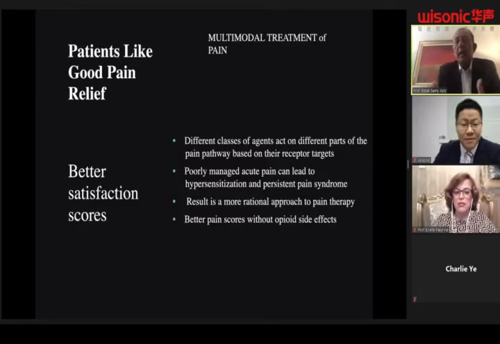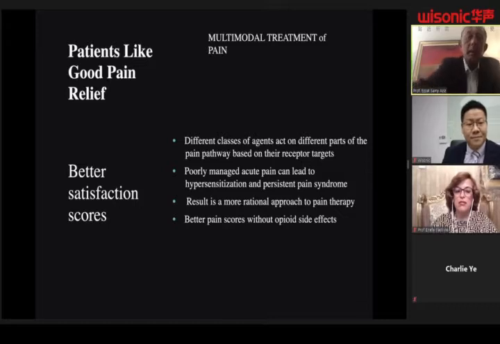So we start the analgesia before we give the anesthesia. Multimodal treatment of pain. This is a well-established system. Everybody knows it. With it, patients will have better satisfaction scores. As you know, we have different classes of agents that work on different receptor targets. And as I said, if you poorly manage the acute pain, the patient might end up with persistent pain syndrome. He will be a chronic patient and will put lots of pressure on the system.